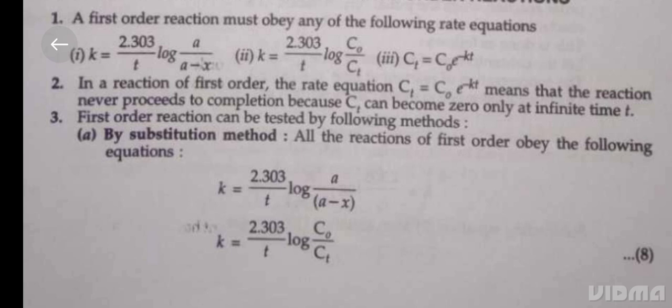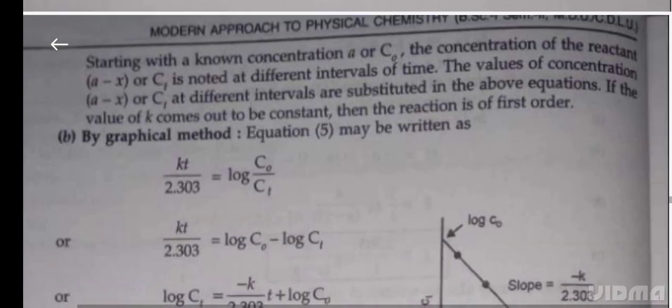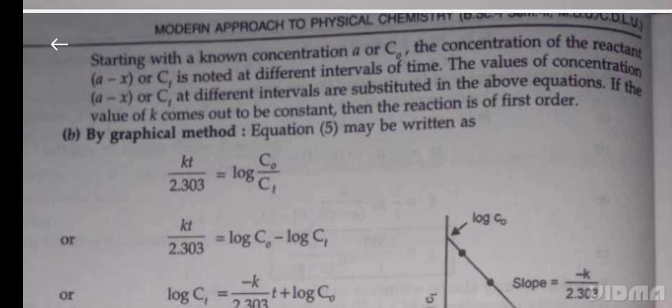First order reaction can be tested by the following methods. By substitution method, all the reactions of first order obey the following equation: K is equal to 2.303 upon t log of a upon a minus x. Starting with a known concentration a or C0, the concentration of the reactant or Ct is noted at different intervals of time. The values of concentration at different intervals are substituted in the above equations. If the value of K comes out to be constant, then the reaction is of first order.